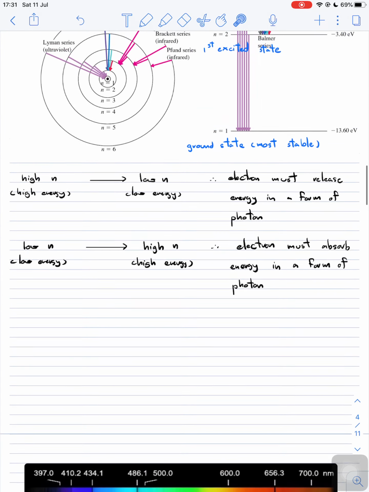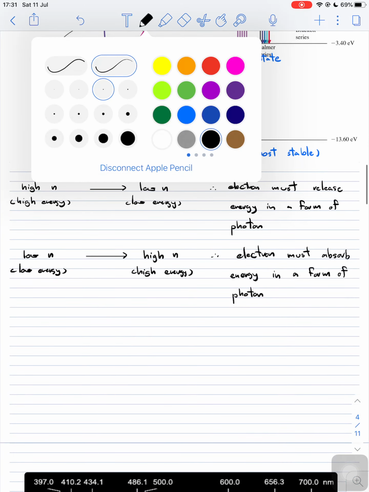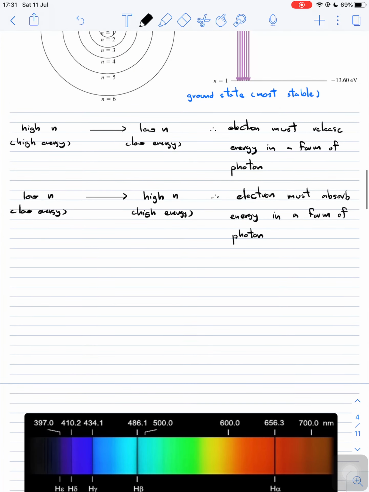So now the question is, what is the wavelength of the photon that the electron must absorb or release? We want to find the wavelength of the photon in these two cases. So let's find an expression of the photon's wavelength.